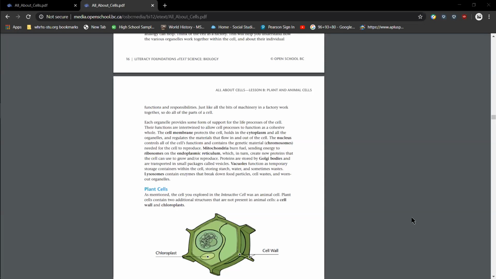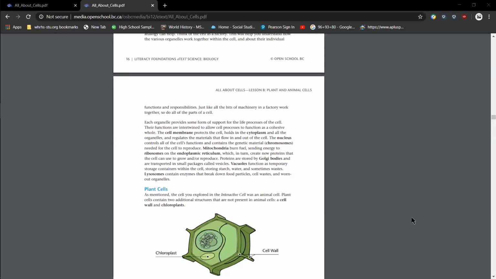The next major organelle is the nucleus. The nucleus controls all of the cell functions. It's like the brain of the cell. It also contains the genetic material, the DNA. And if you remember, the DNA is packaged into something called chromosomes, and these chromosomes are really important for cell reproduction.